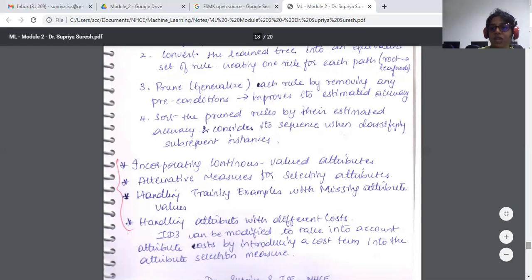So, a quick recap. The ID3 algorithm, the decision trees, are very capable of handling overfitting data by considering reduced error pruning and rule post-pruning. They can also handle missing data, consider continuous valued attributes, handle alternative measures of selecting attributes, and handle attributes with different costs. A cost term can be added into the decision trees. These are the important points about the issues handled by decision trees.